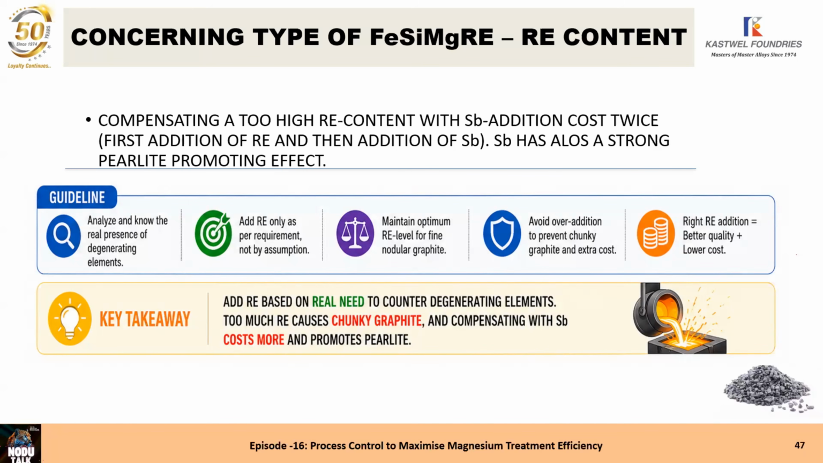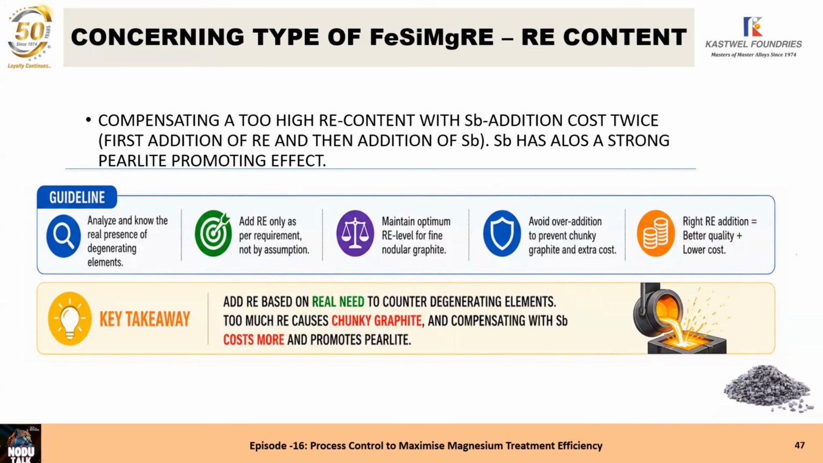First, addition of rare earth, and then addition of antimony. Antimony has also a strong pearlite promoting effect. So antimony needs rare earth. First you have the cost of adding rare earth, and then if you want to add antimony, you have to incur the cost of adding more rare earth to neutralize the effect of antimony on the degeneration of graphite. Analyze and know the real presence of degenerating elements.